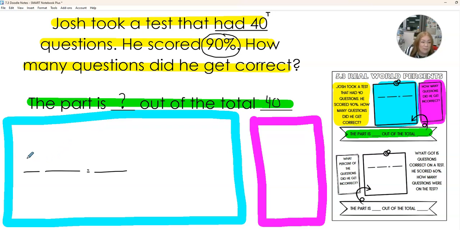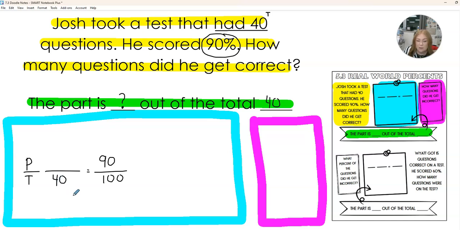So let's set up our problem. We need our labels. We want the part and the total. And now we know he got 90%, so we're going to put that at the end, 90, and we know it's out of 100. We know the total was 40. If he got 40 out of 40, he would have had 100%. But he didn't. He only got 90. So we need to figure out what did he get.